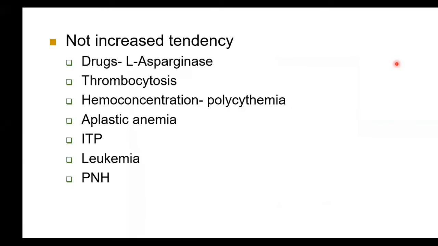So there are other causes of thrombosis apart from thrombophilia, which I mentioned. Some patients get it on drugs, then there can be thrombocytosis, which increases the hemoconcentration and therefore produces some stasis. A similar pathophysiology can occur with polycythemia also. Aplastic anemia also may lead to thrombosis, ITP, leukemia, and PNH. Apart from PNH, these conditions are quite obvious on initial clinical and CBC examinations, so you know these are the reasons for thrombosis. But in unusual sites, you may not get very obvious signs, and you need to work up for hereditary thrombophilia and PNH in those areas.